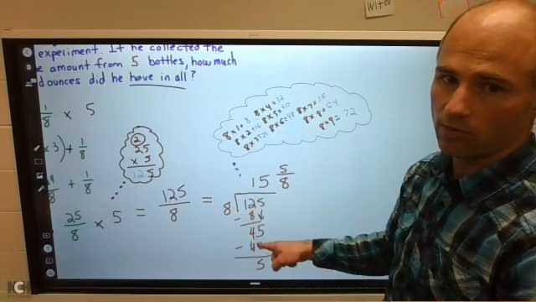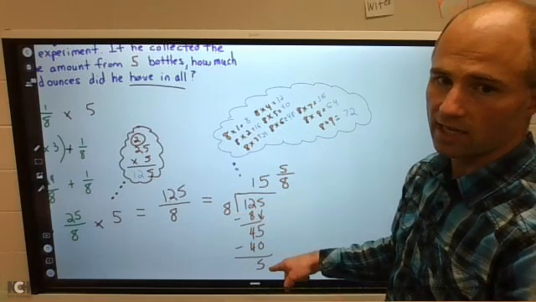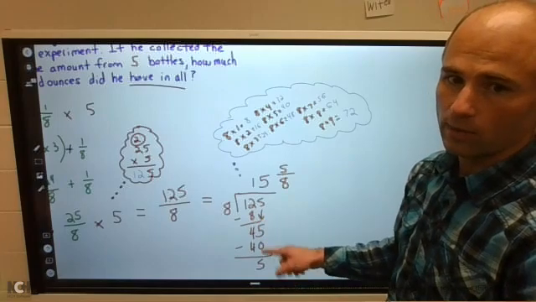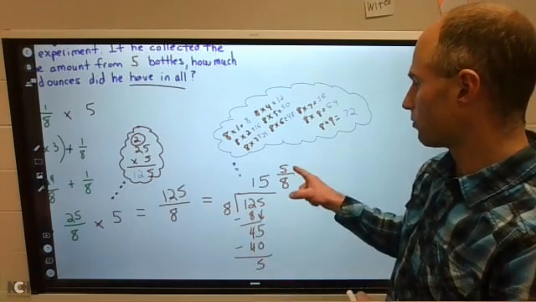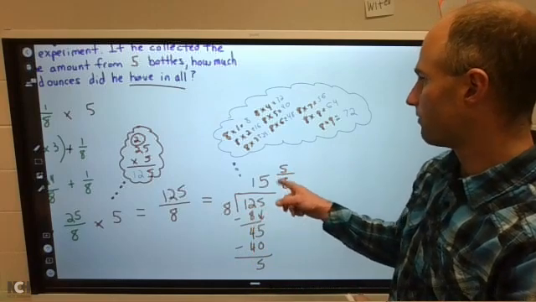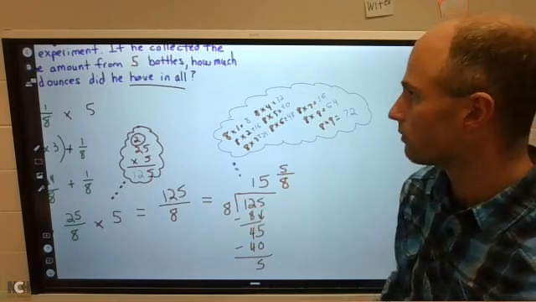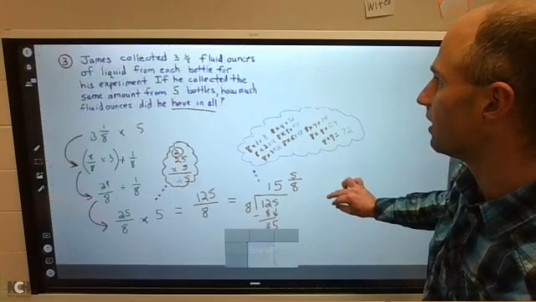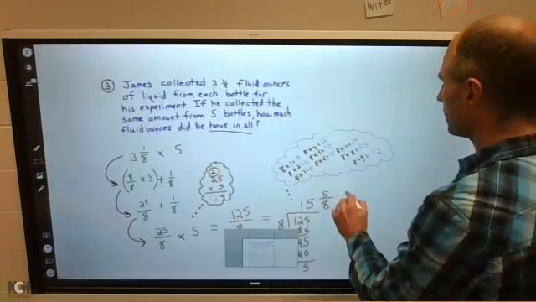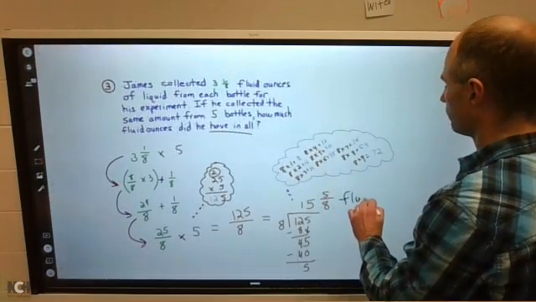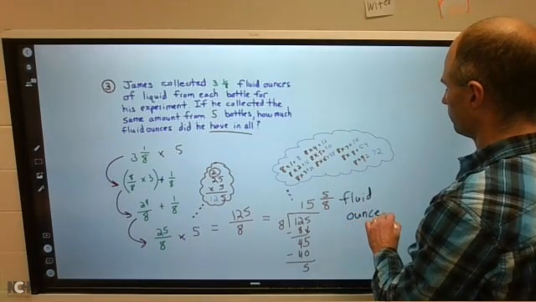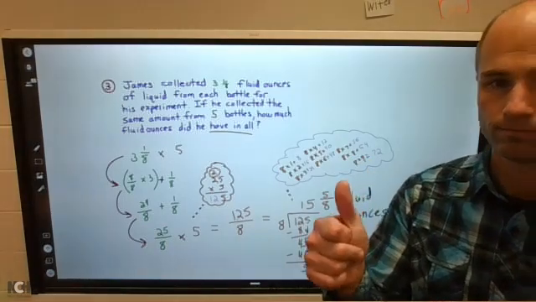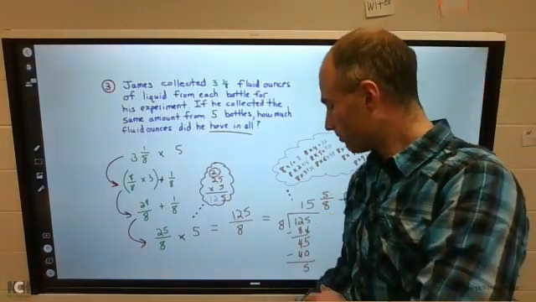5 times 8 gave me 40. I subtract, I get 5. 8 can't go into 5, so that's my numerator. Denominator is 8. 15 and 5/8. What are we talking about? 15 and 5/8. Go back to the problem. Fluid ounces. Bam.